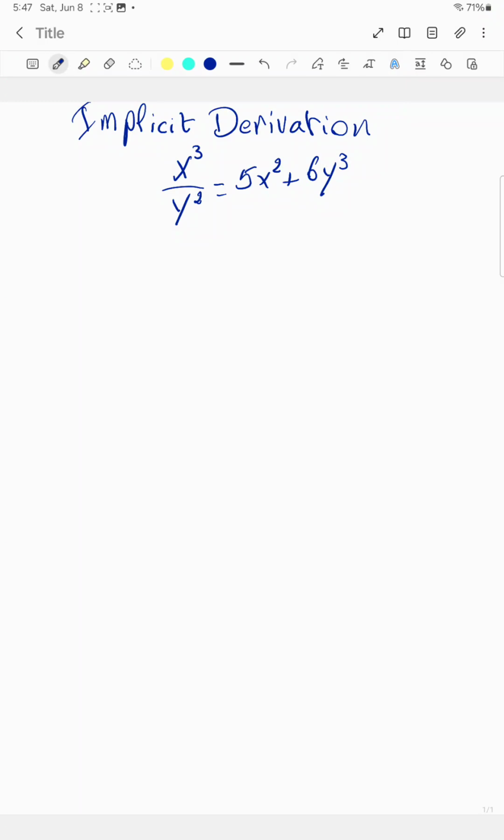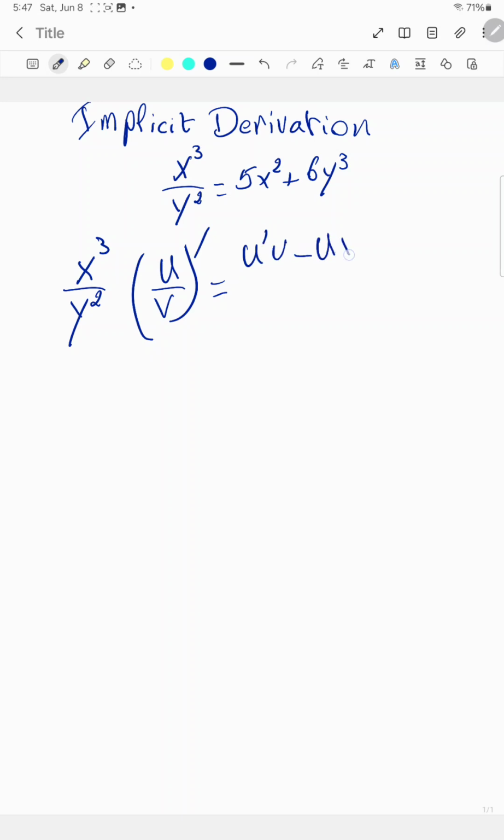In this video, we will do implicit derivation of the function x to the power of 3 divided by y to the power of 2 equals 5x to the power of 2 plus 6y to the power of 3. If I look at my function, the left hand side, x to the power of 3 divided by y to the power of 2, looks like u divided by v. The derivative of u divided by v is equal to u prime v minus u v prime divided by v squared.